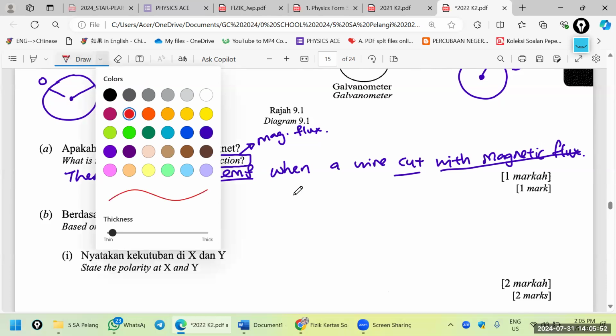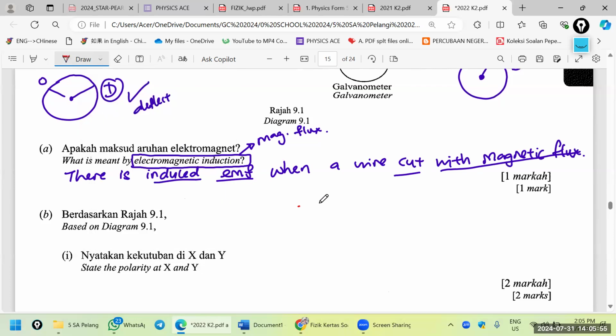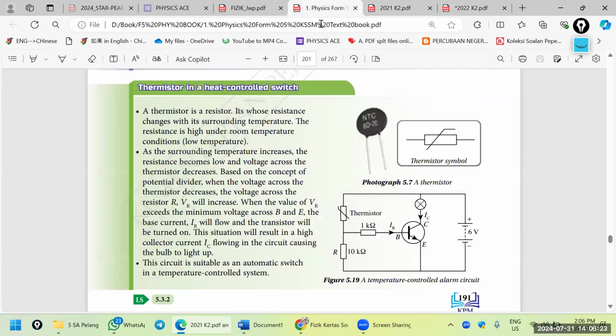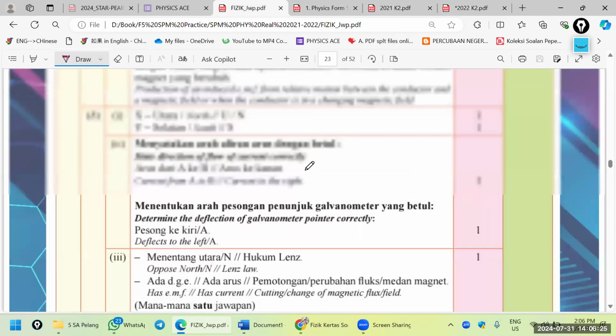If you read the textbook, it's a really long sentence. Your textbook will say when there is a rate of change of magnetic flux. But now from Form 5, they accept the word cut, because cut means moving and cutting, moving and changing. So we use the word cut, a short sentence, easy to remember. So this is the answer.